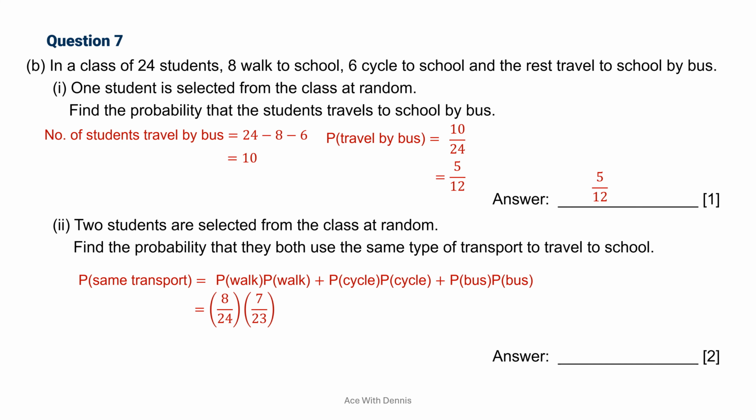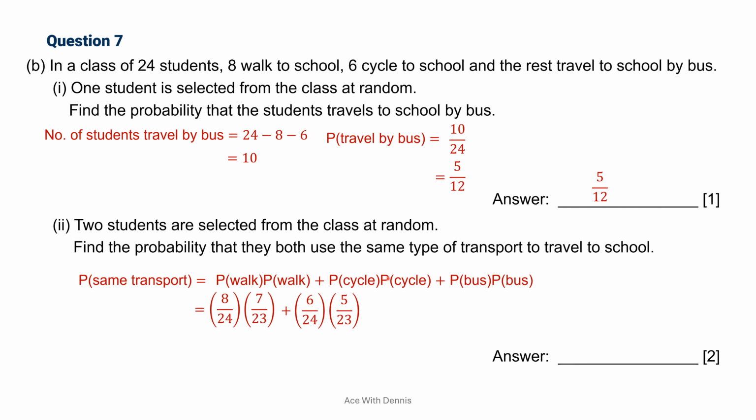So the first probability will be 8 out of 24 times 7 out of 23. Alright, because there are 8 students who walk to school. When we talk about the first student, it is 8 students out of 24. And then for the second student, what is left is 7 students out of the total 23 students. Okay, because the first one is already selected, then you need to reduce by 1.